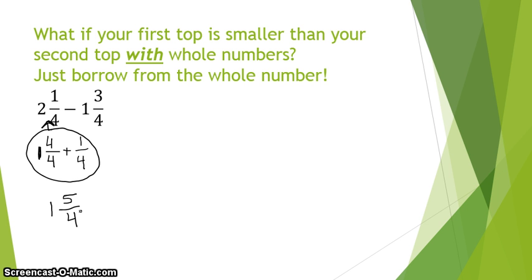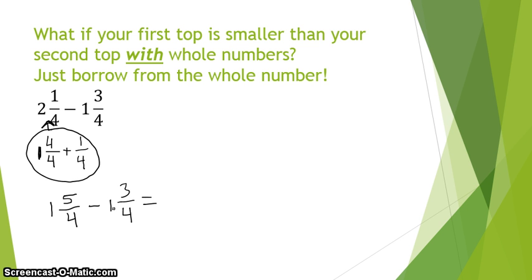backwards. If I was going to turn this into a mixed number, if I was going to reduce it, I would just do 5 divided by 4, which would go in 1, so this would become a 2. That would have 1 over 4 left over. So it's kind of just a backward trick. And then minus 1 3/4. So now that I've rewrote this, now my first top is no longer smaller than my second top. I can go ahead and do this.